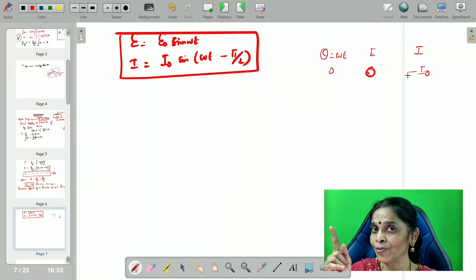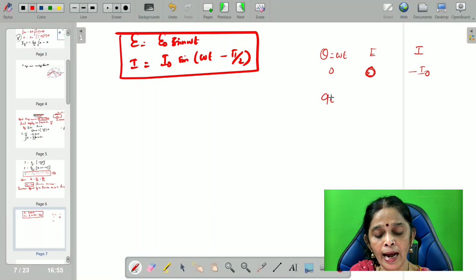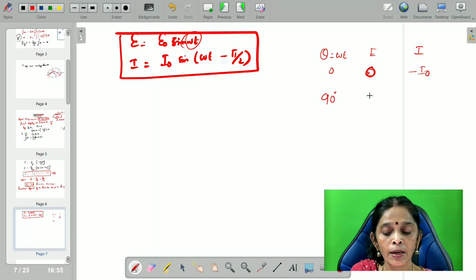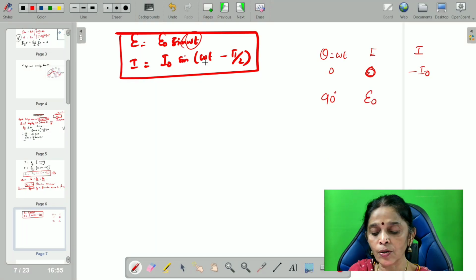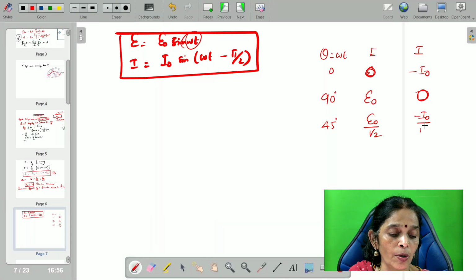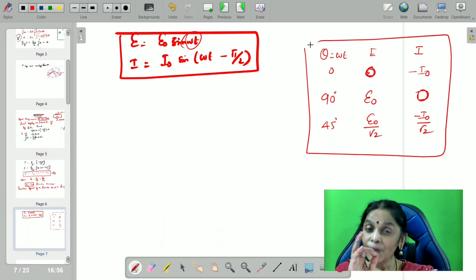Previously I have drawn one graph, that's based on this. Can you check here? When theta is equal to 90 degree, what do you get for E? E is E naught because sine 90 is 1. Next, when theta is equal to 90, the sine gets cancelled, so I is 0. When theta is equal to 45 degree, E is equal to E naught by root 2, and I is equal to minus I naught by root 2. So keeping this in mind, I'm going to draw the graph.